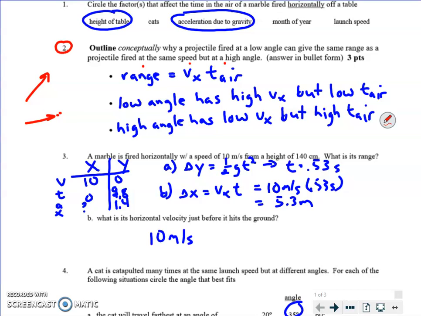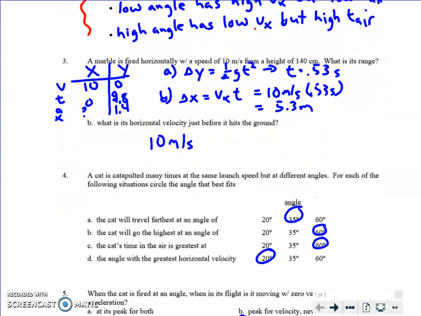You don't have to go into great detail about the equations with that. And then you can contrast that with the high angle, which has the opposite, low horizontal velocity and high time in the air. And if you really want to tie it together, you say the combination of a high V and a low T, or a low V and a high T, can give you the same range. But I was looking for something that touched upon those 3 points. 3 points.